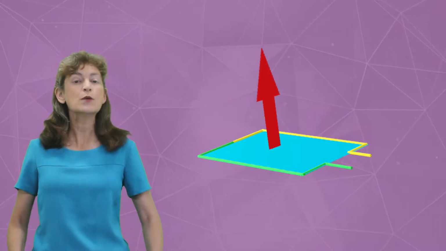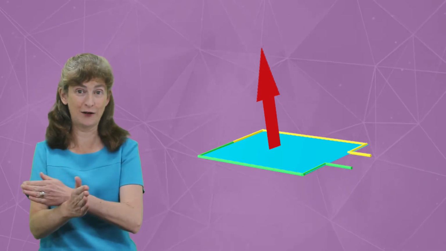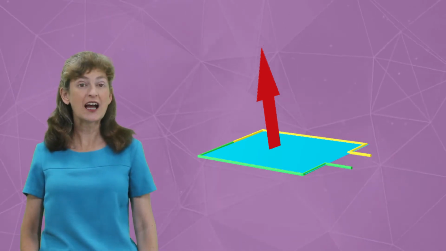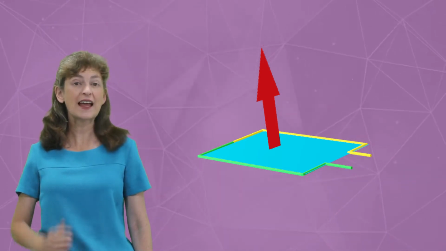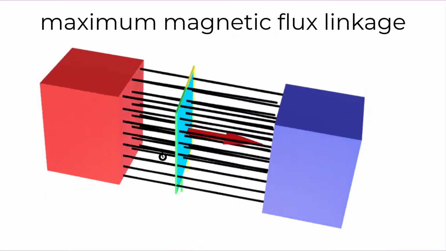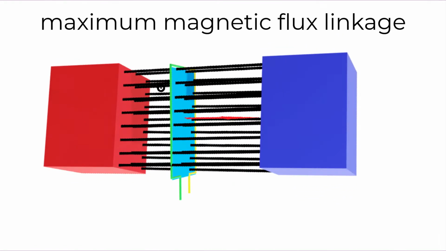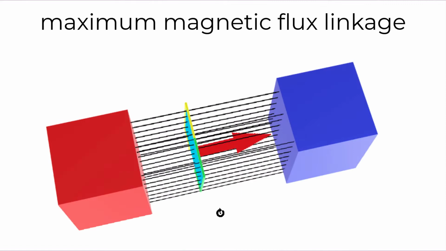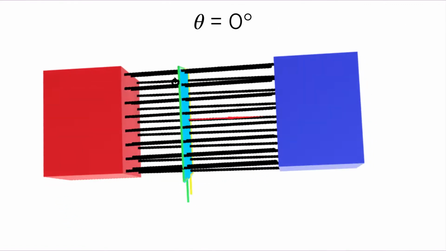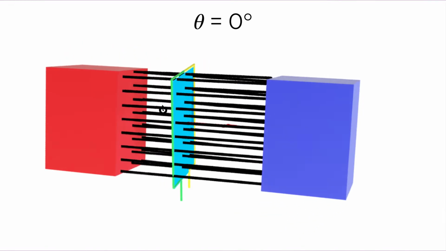We imagine the area inside the coil as a surface. Then we imagine a normal line perpendicular to that surface. Then we measure the angle between that normal line and the magnetic field lines. So can you see that in this position, where the coil has maximum magnetic flux linkage, the angle between the coil's normal and the magnetic field is 0 degrees.